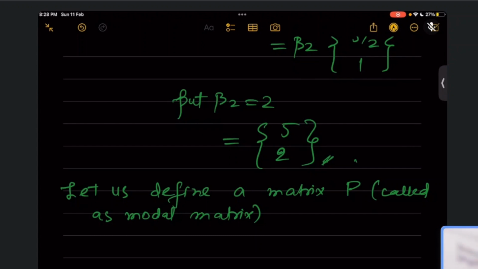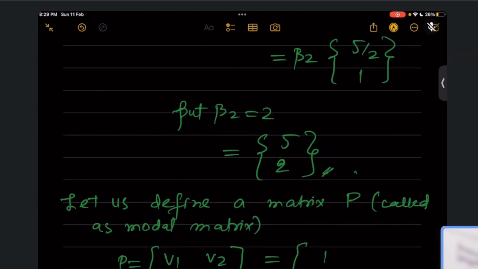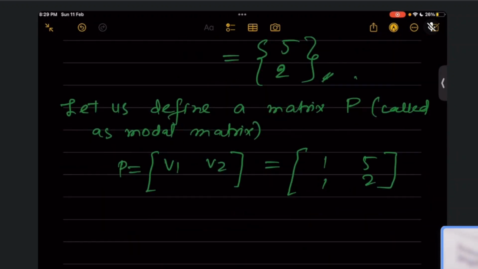So now what we will do, we will define a matrix P which is nothing but the eigenvectors of the matrix A. We had a matrix and we found its eigenvectors. We got two distinct eigenvalues, and corresponding to them two distinct eigenvectors, V1 and V2. V1 was 1, 1 and V2 was 5, 2. So this matrix we call the modal matrix.